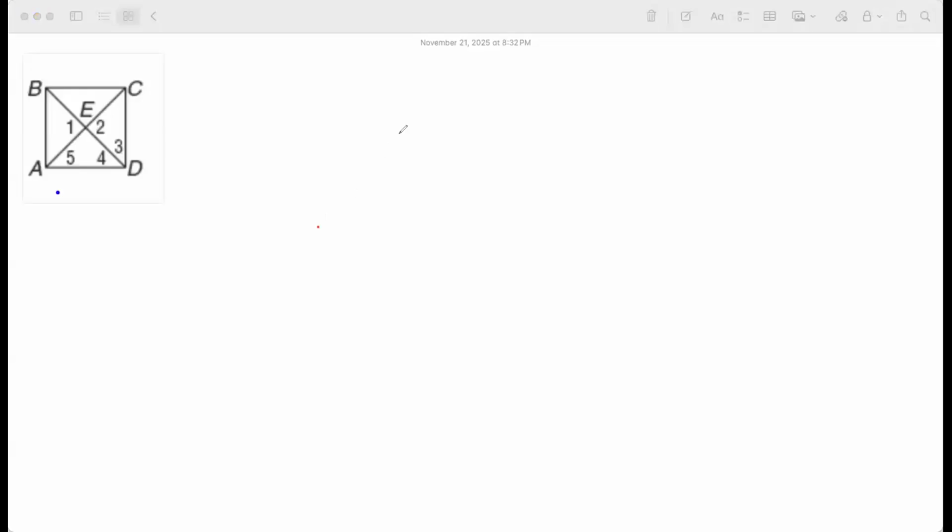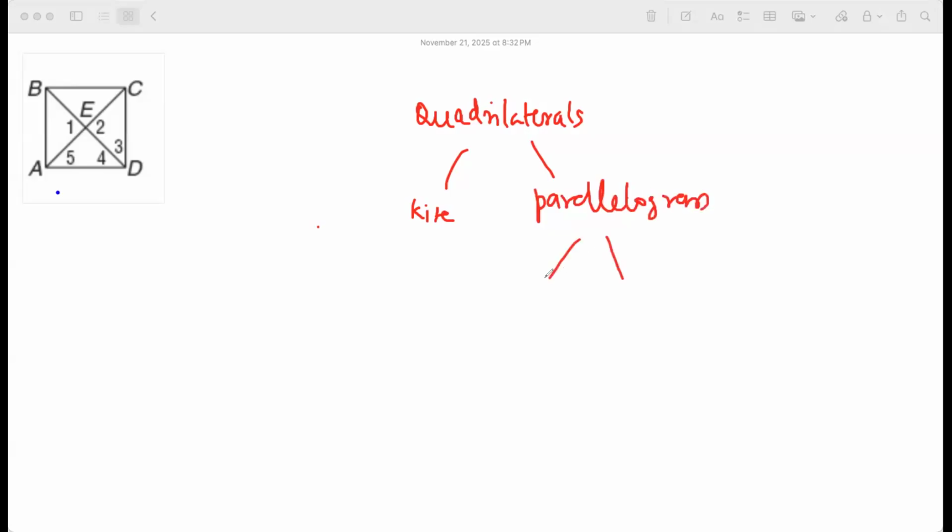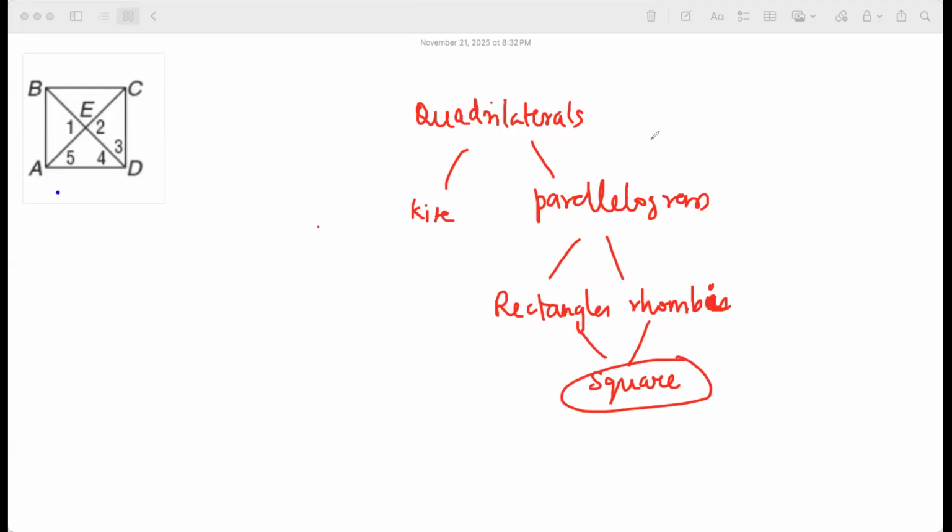When you think on a bigger scale, in quadrilaterals, you have a kite, you have a parallelogram. But whatever comes underneath, you have rectangles, you have rhombi, but you have squares. Square is the child of everything. A rectangle, rhombus, and what else did I miss? Yeah, square. So now the square here is like a parent.